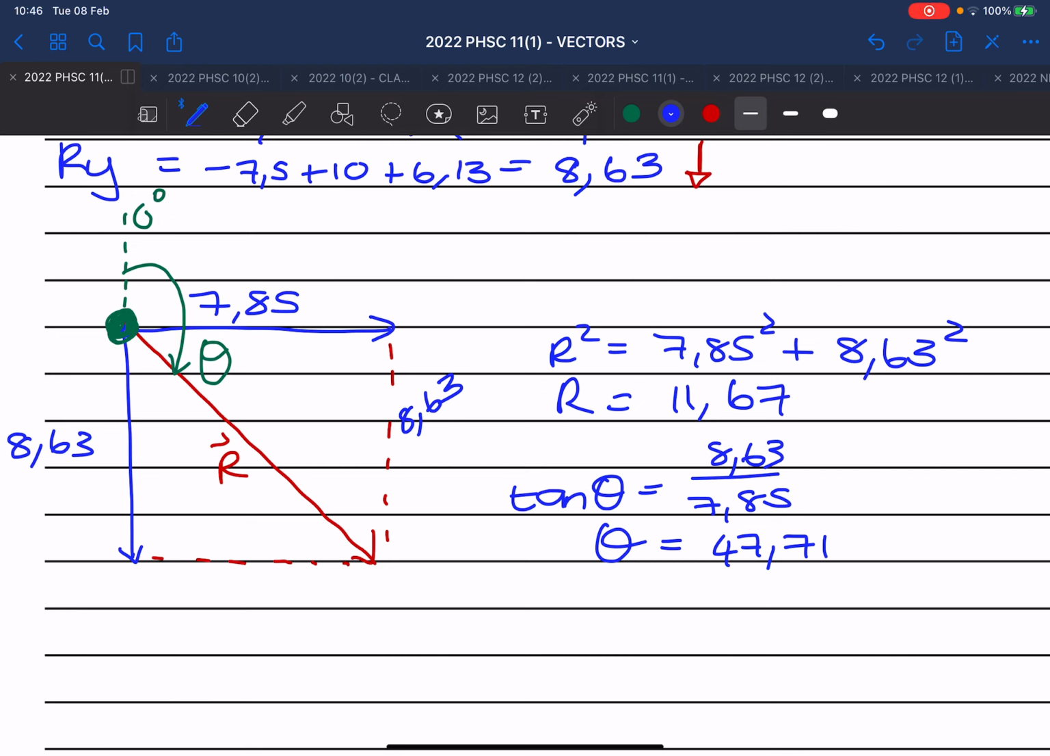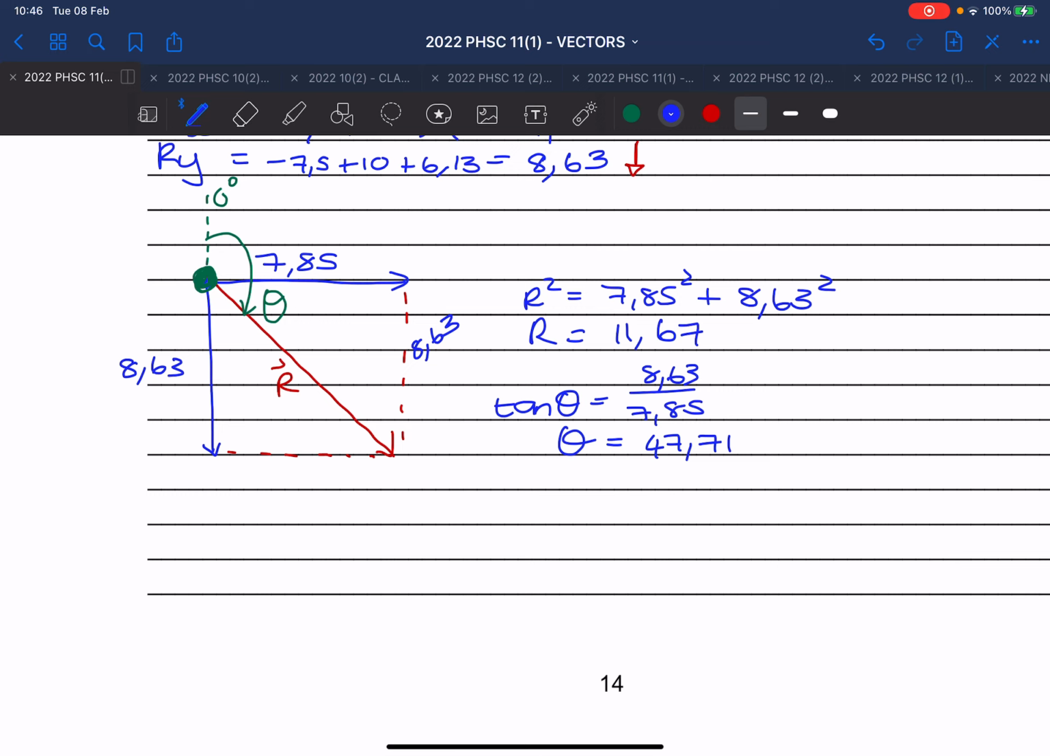Okay, right? Now we're going to put them together. This means that the resultant of all of those vectors is 11.67 newtons. Here our units come in. And we must remember from there to there, we're going to add 90 degrees to it. And that gives us 137.7 degrees, because angle we round off to 1 decimal.